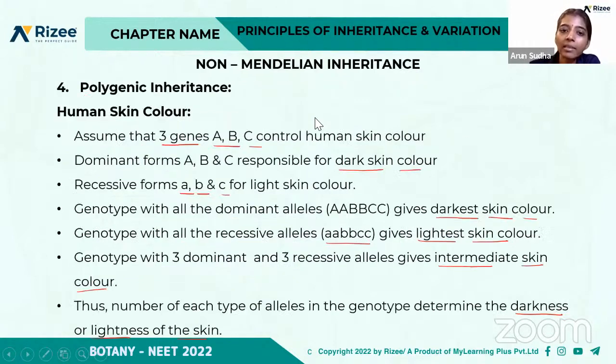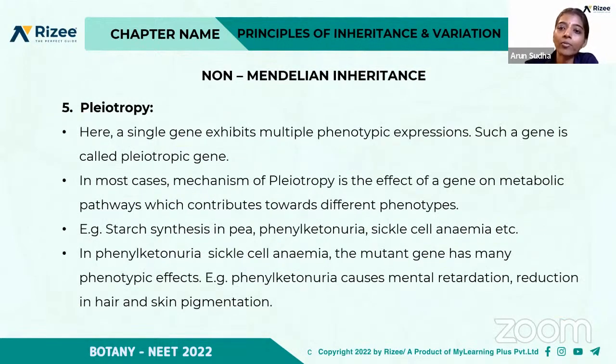Okay. Then the next is called pleiotropy. So what do you mean by pleiotropy? That is a single gene, the single gene itself exhibits multiple phenotypic expressions. So it is responsible for many phenotypic effects. For example, if you take the color and also the size of the seed, everything is controlled by a single gene. Because a single gene exhibits multiple phenotypic expressions, the gene is called a pleiotropic gene. Okay, so there are many examples.